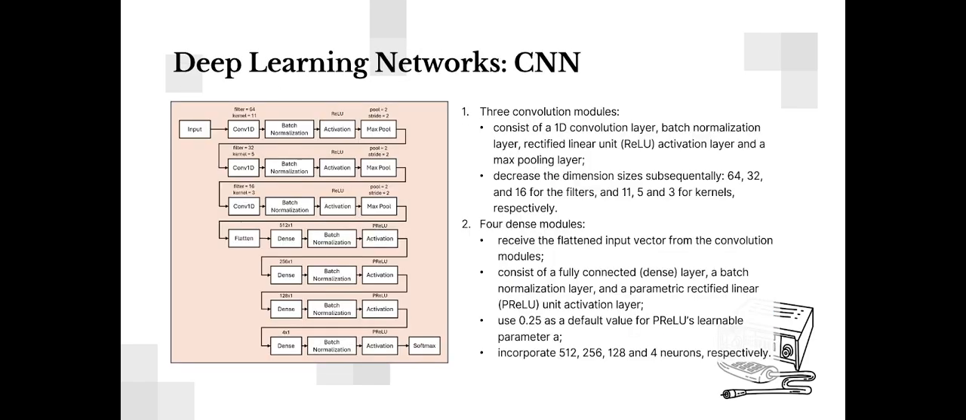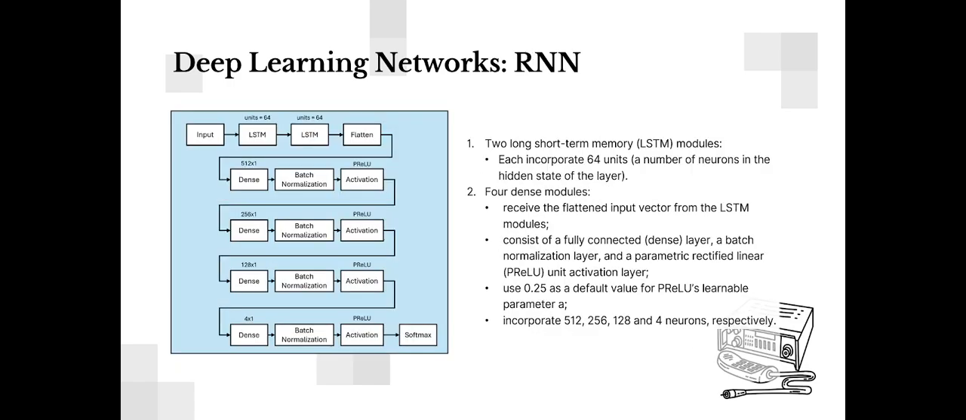The following slides show the architectures used for classification of our resulting feature vectors. The first one is the convolutional neural network, which was heavily inspired by the LeNet architecture. It consists of 3 convolution modules, a flattening layer, 4 dense modules, and a softmax layer as a final layer to display the classification result. The 3 convolution modules each decrease the dimension sizes subsequently for the filter sizes and the kernel sizes. And in turn, the dense modules reduce the dimensions of the fully connected layers. In comparison, the recurrent neural network replaces the convolutional modules with 2 long short-term memory modules. Both of them incorporate 64 units for the hidden memory state. And the 4 dense modules remain the same throughout the CNN and the RNN.